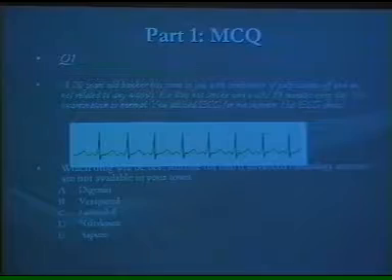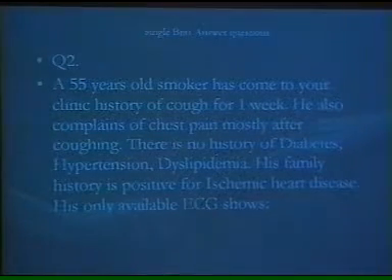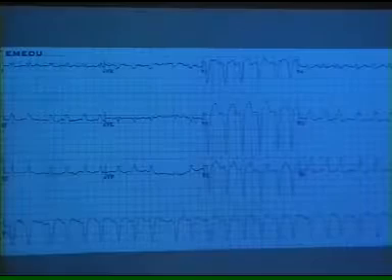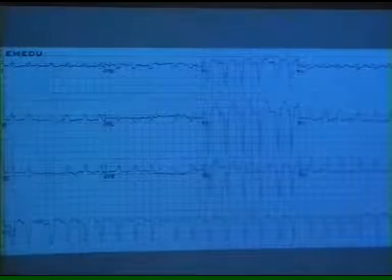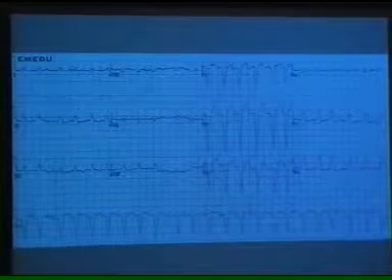Let's go to another scenario where a 55-year-old smoker has come to your clinic with a history of cough for 1 week. He has complaints of chest pain mostly after coughing. There is no history of diabetes, hypertension, dyslipidemia. His family history is positive for ischemic heart disease. The only available ECG shows maybe something like this. No label, nothing.